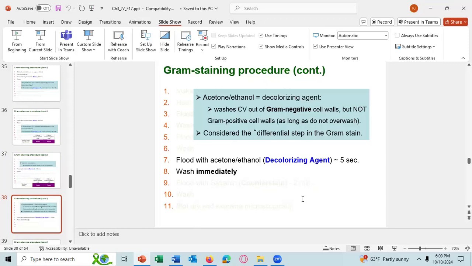And what you're doing when you're applying the decolorizing agent, can you guys see this here? Let me stop the share and then I can see it myself. There, you can see it there. So this is the slide with the cells.